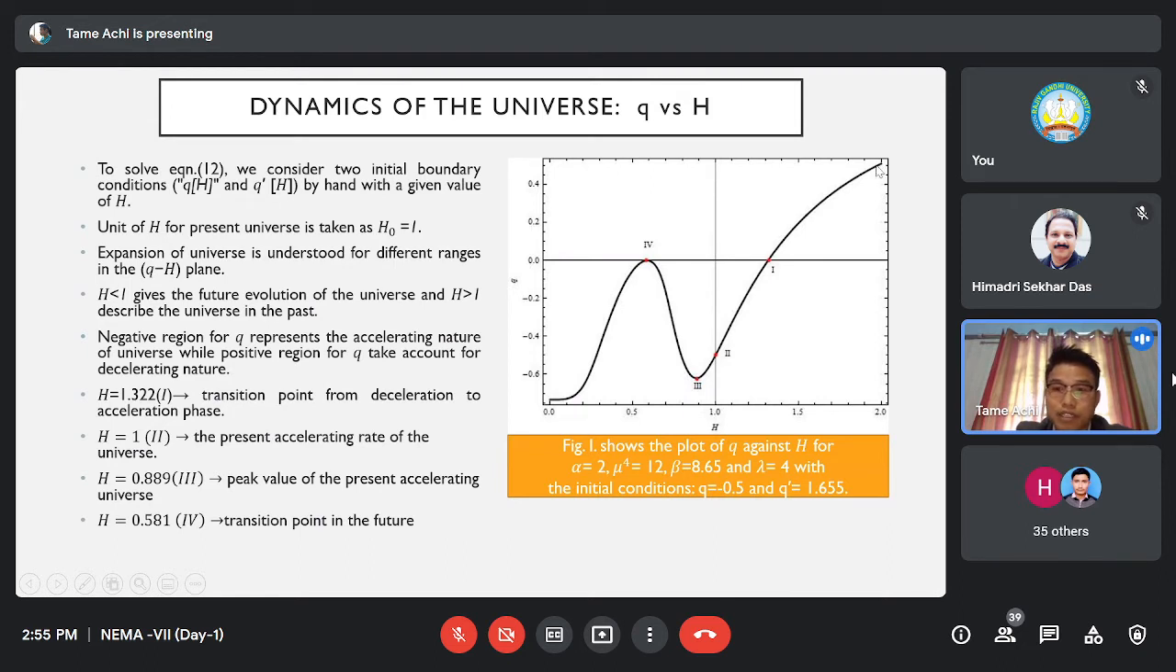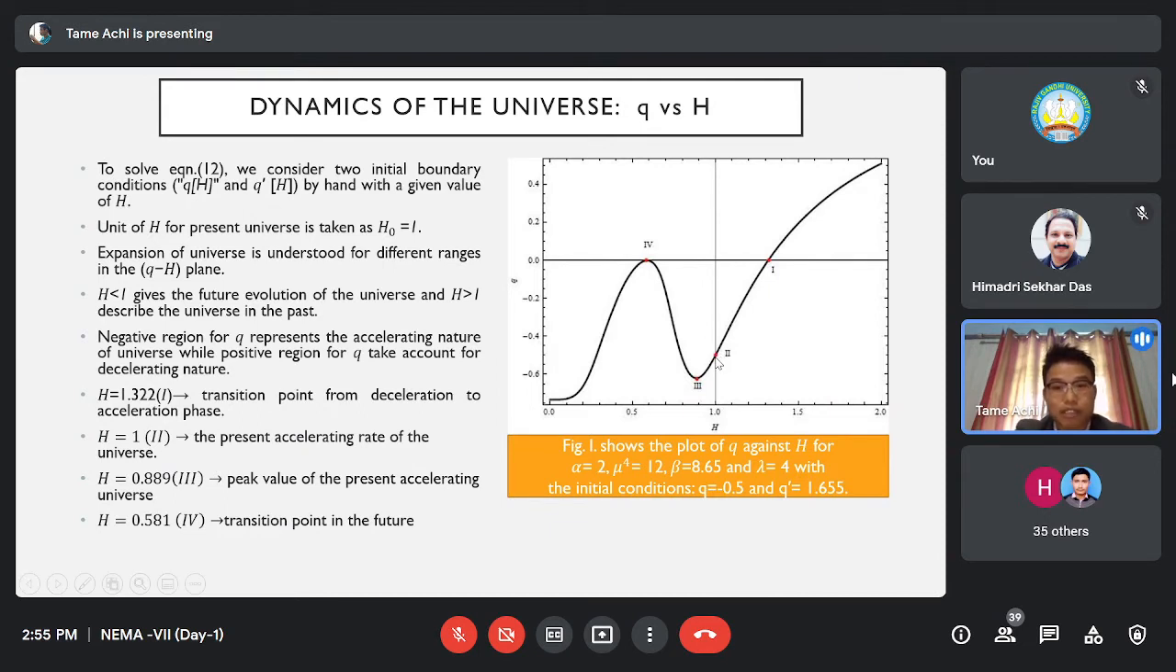So in the past, we can see the universe has undergone a transition from deceleration to acceleration, and the transition point is represented by number 1, where the value of H is 1.322. From there it is an accelerating universe, and it reaches up to 2, which is the present universe, and it is accelerating, as we can see from the graph.